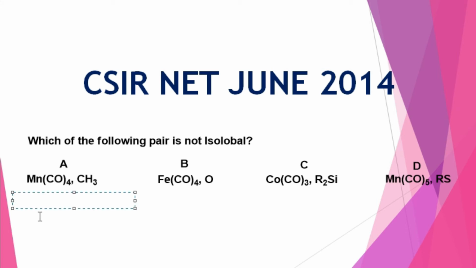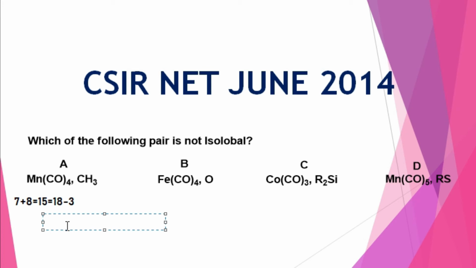So Mn(CO)4, you know that there are 7 valence shell electrons plus 4 carbonyls, 2 from each carbonyl, so 8. So you get 15. So 15 means 18 minus 3. So 3 electrons are needed to fulfill this valence shell. Now checking for this CH3.